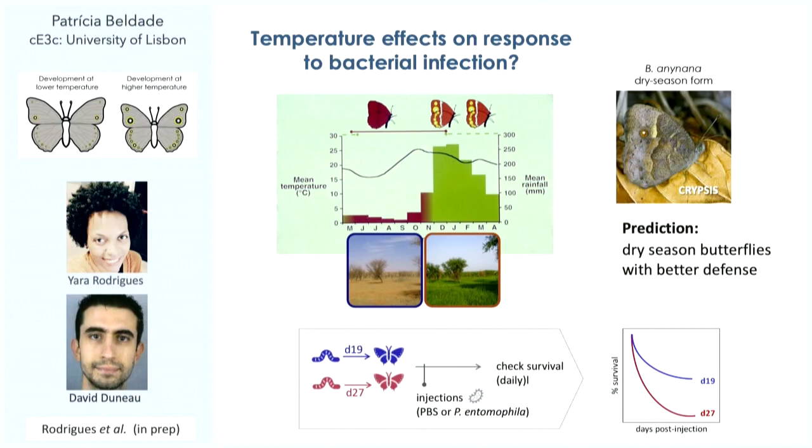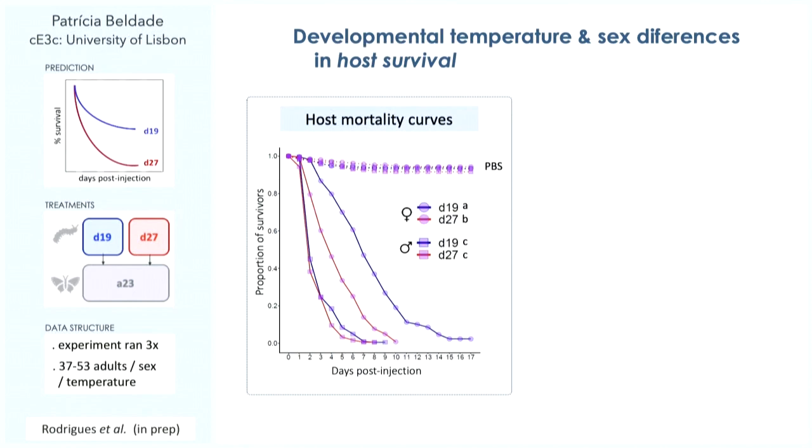So sure enough, this is what we see, but only for females, okay? What we see here, again, blue is for the low developmental temperature, red is for the higher developmental temperature, squares are males, and circles are females. We see that the females from the dry versus the wet season-like phenotypes do differ in their survival after injection, but there's no difference in the males, okay?